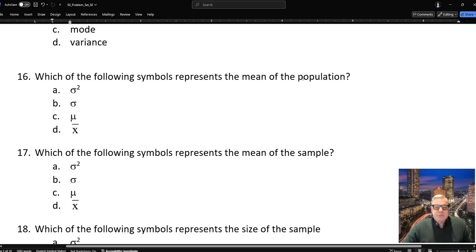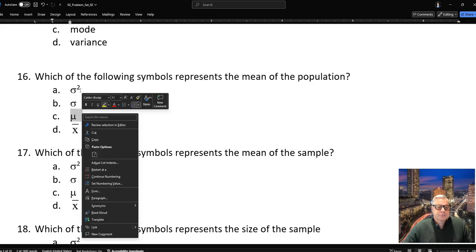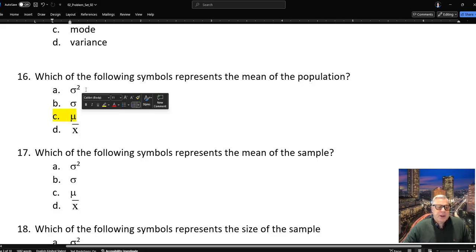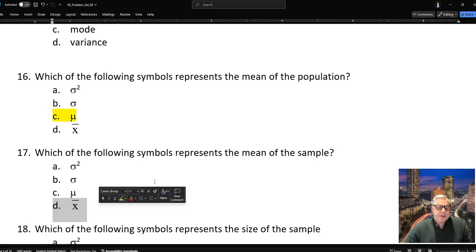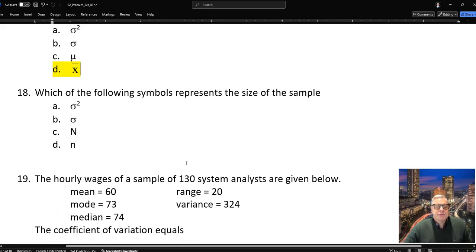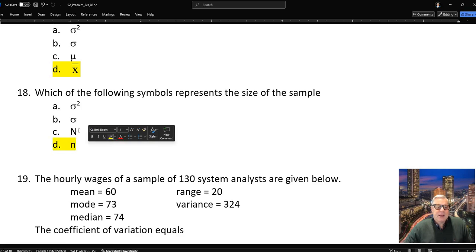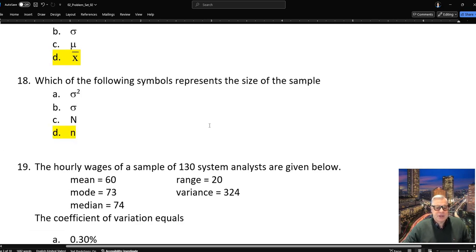Which of the following symbols represents the mean of the population? We already said that earlier, that's the Greek letter mu. Sigma squared, the first one, would be the variance, sigma the standard deviation, x bar the sample mean. So which of the following represents the mean of the sample? Well, that's x bar. Which of the following symbols represents the size of the sample? So the sample size is typically lowercase n, the population size is capital N.